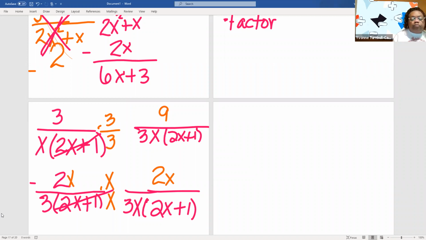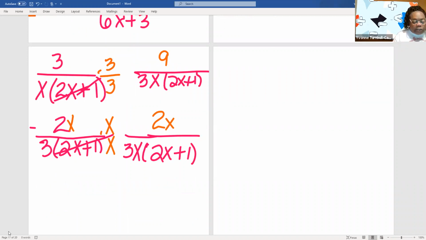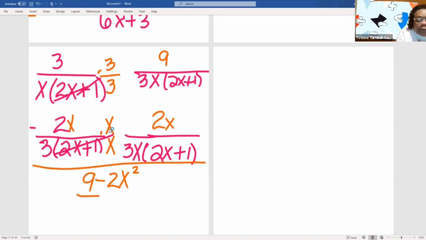So when we subtract, because 2x is a term, we know it cannot be combined with 9. So let's write our numerator as one numerator. Now we're multiplying like bases, x times x. The product rule says we add exponents, which gives us 2x squared. And of course, my LCD stays the same, which is 3x times 2x plus 1.